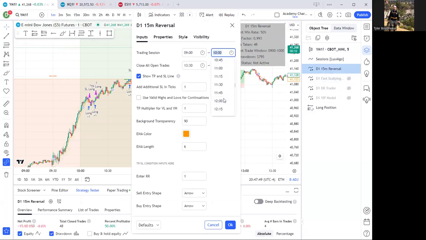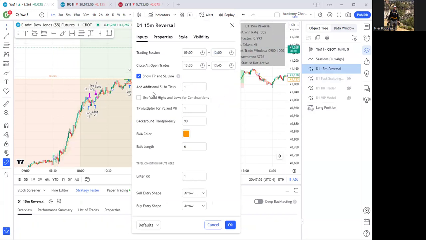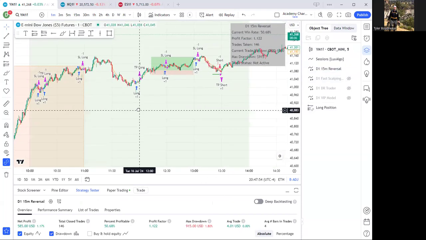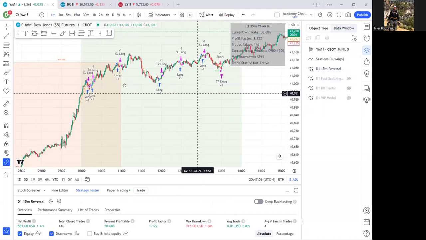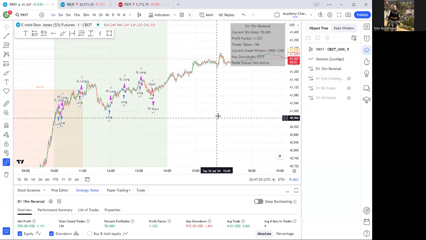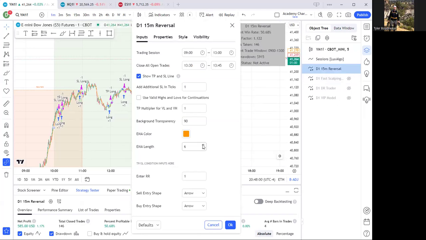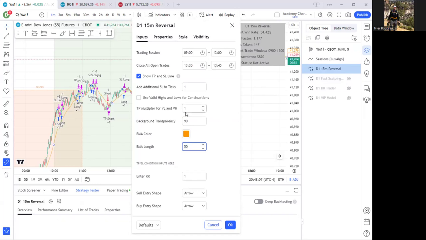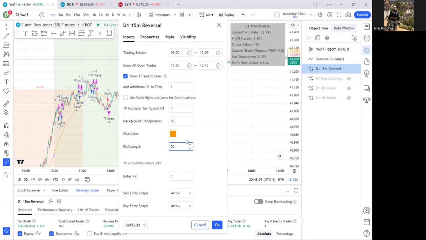So let's try the same time, 9 to 1. This is a different system. So let's see, this one's doing 50% with a 1.1. That's not good enough. Let's change the EMA. Let's go to a 25. So not much difference. And again, I'm looking up here at the numbers.